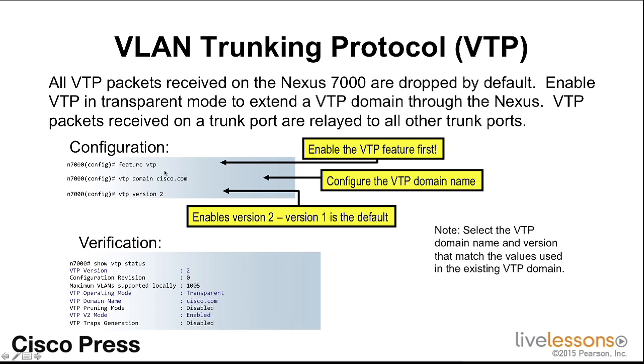You turn it on with the command feature VTP. You set a VTP domain name and then change the version. It's important to note that version 1 is the default. The command to verify this is show VTP status, and as you can see here, I have a wealth of information about VTP running now in my environment.